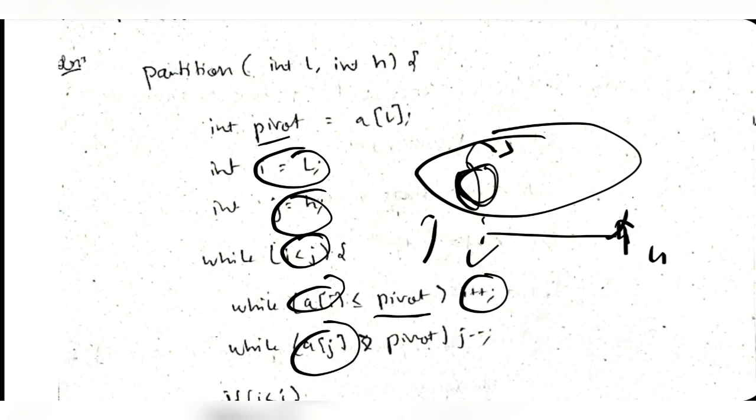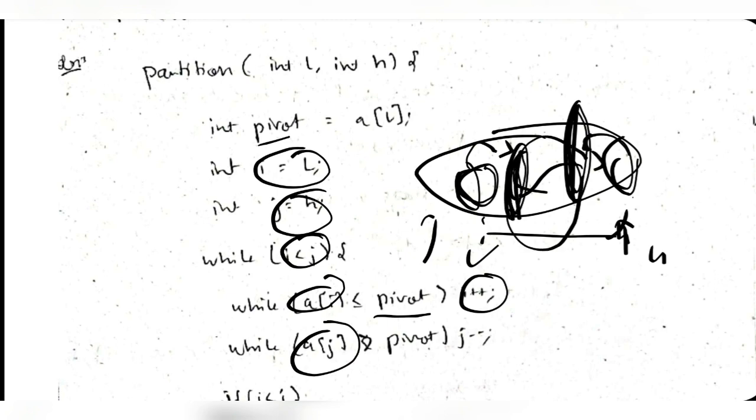If A of J is greater than pivot, then keep it here and move J in the backward direction. So what we are basically doing is selecting those elements which are greater than the pivot on the left side and less than the pivot on the right side. So those are to be exchanged. Why? Because an element less than the pivot should not be here, it should be here, and an element more than the pivot should not be here, it should be here. After that a separation is done when L and H come to this middle point here.